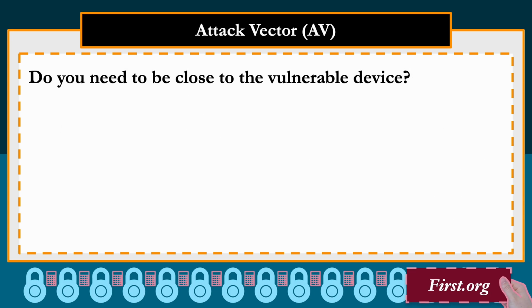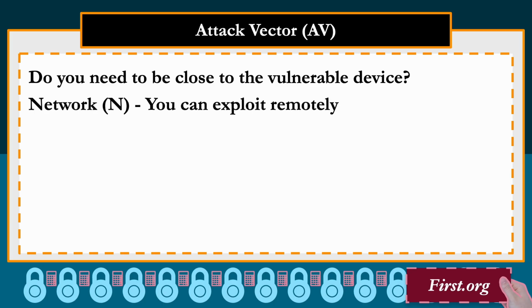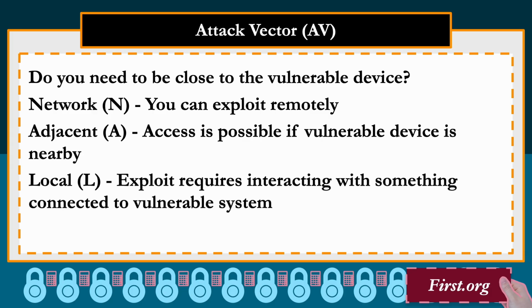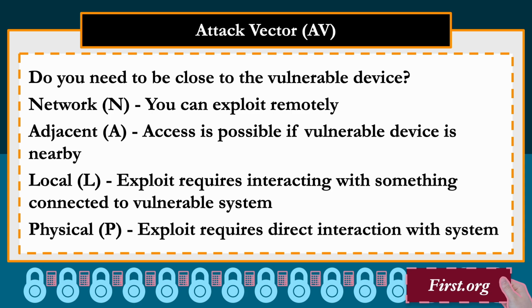Let's start with exploitability metrics. The attack vector is an assessment of how close you need to be to the vulnerable system to exploit the vulnerability. If the vulnerability is rated N, or network, that means it's accessible remotely. If it's rated A, or adjacent, that means you can access it by just being nearby. If it's rated L, or local, it's an exploit that requires you to interact with something directly connected to the system, such as the keyboard. If the rating is P, or physical, the vulnerability requires you to directly touch the hardware in order to exploit it.